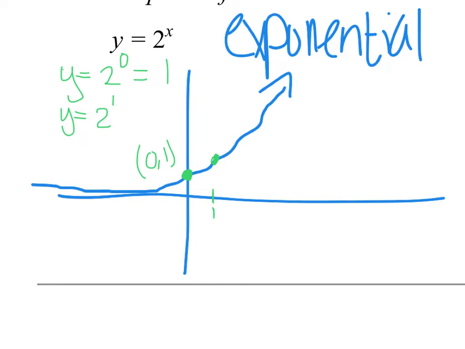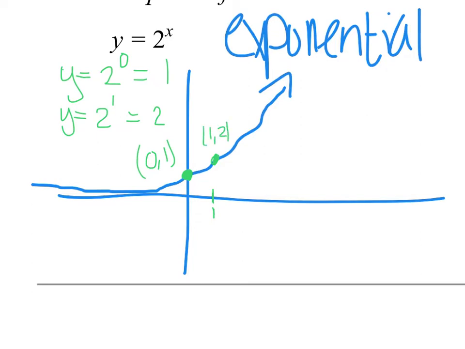3 to the first power would be 3. 5 to the first power would be 5. 100 to the first power would be 100. Doesn't matter how ugly that base gets. If you raise it to the first power, it's really like you're doing nothing at all, and you're just keeping what the base is equal to. So 2 to the first power would be 2. So this point right here would be (1, 2).